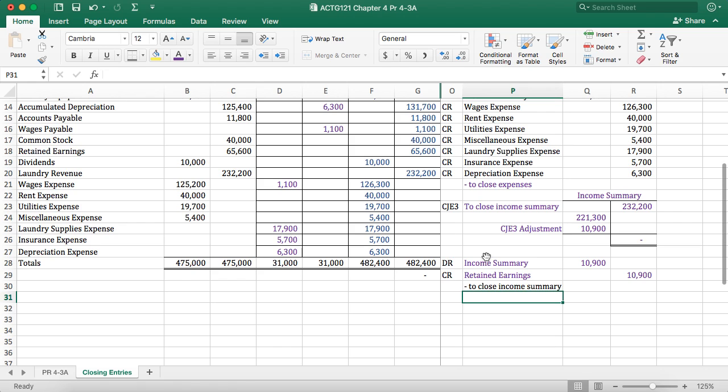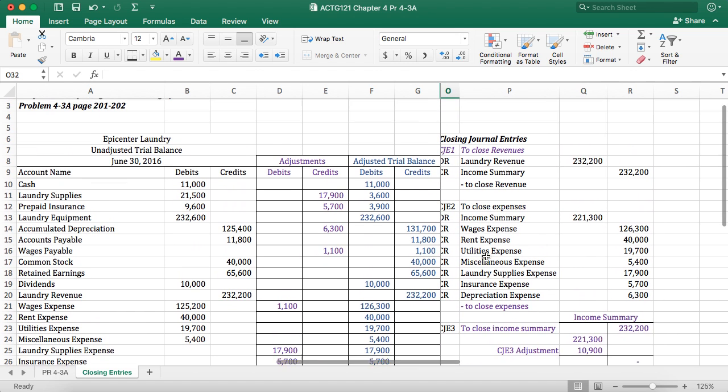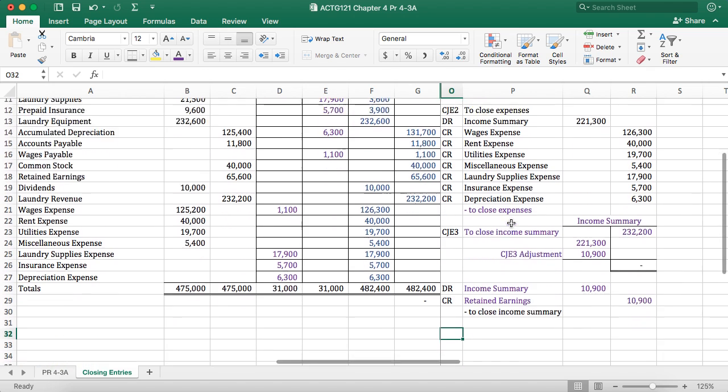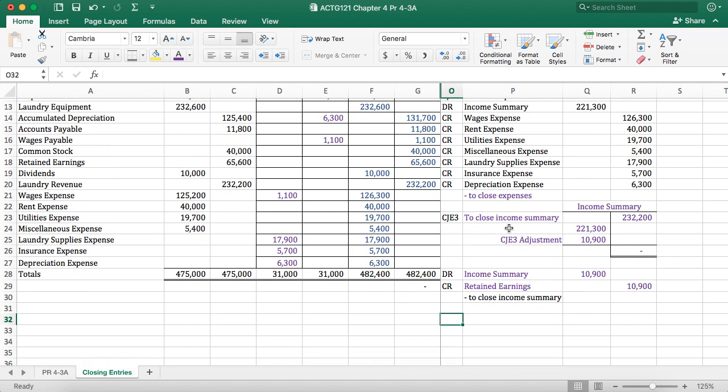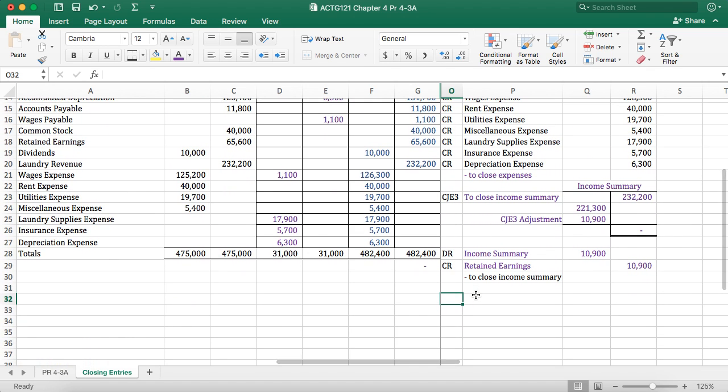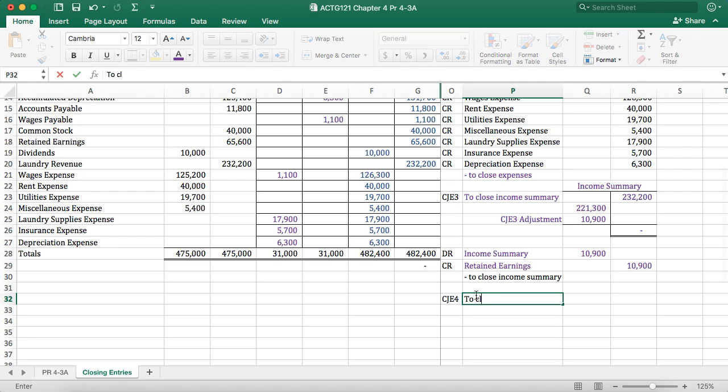Now, if you've taken Accounting 100 or perhaps taken another financial accounting class, you may have a 3-step process, you may have a 2-step process. They're not wrong. It's just your author, whoever wrote the book, it's their preference. The last one, as I said, so we've closed revenue, we've closed expenses, we've also closed income summary. The last one is, and you can find these in your book, CJE4 is to close dividends.